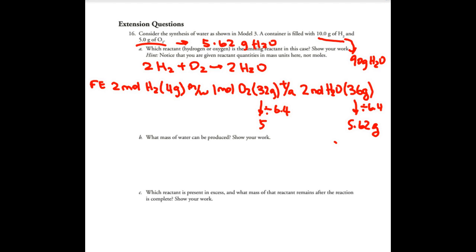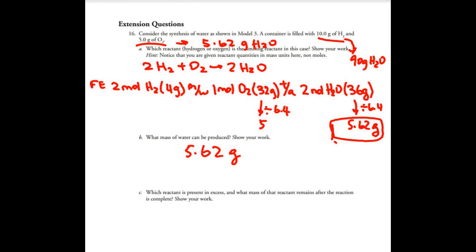So next part, part B, what mass of water can be produced? We're going to figure out what the mass of water is based off of the limiting. So we know that oxygen is the limiting, so that means we should use this number, because this is how much water is produced based off of what we know about oxygen. So we just answered B in reasoning and figuring out which is the limiting reactant. And then for C, which reactant is present in excess? Because O2 is the limiting, that means that it is completely consumed, leaving some extra H2.